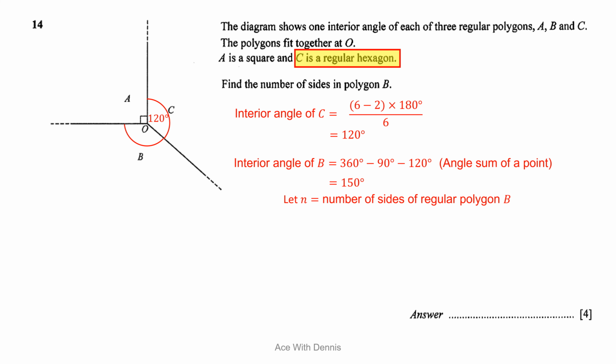Then we let n be the number of sides of a regular polygon B. So n minus 2 times 180 degrees divided by n is 150 degrees. Then we solve this equation. 180n minus 360 equals 150n. 30n equals 360, hence n is 12. So the number of sides of polygon B is 12 sides.